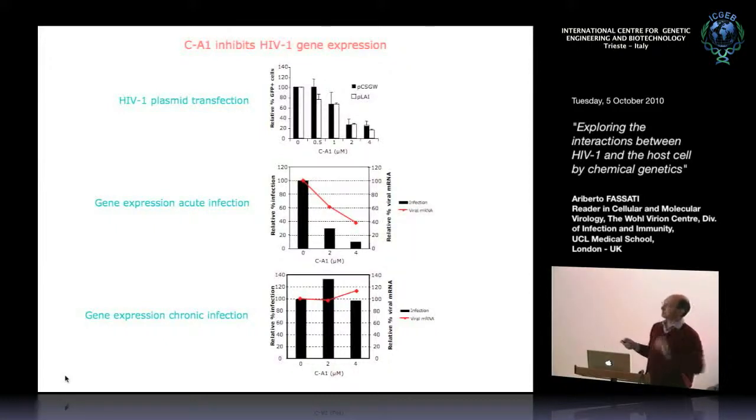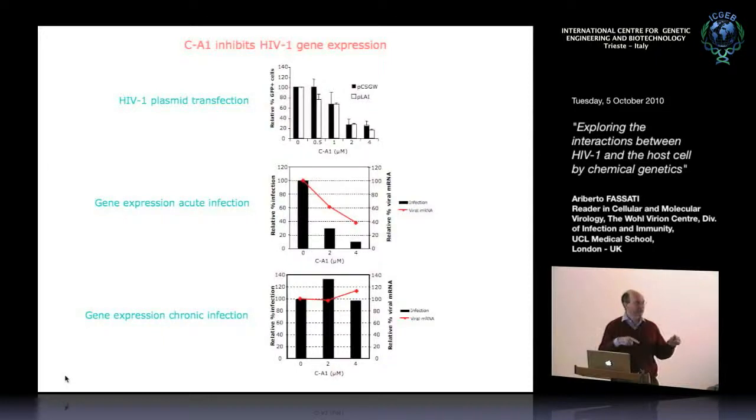And then we measured gene expression in acute infection. So you infect the cells with the virus. 24 hours later, you see how many cells are infected, and you see how much gene expression there is. And both were down. But the interesting thing is that if you have cells that are chronically infected, so you infect them first, you let them go for a couple of weeks, so they are infected, and then you put the drug on after that, we didn't see any effect. So there was something happening in a rather short window of time, say around 24 hours post-infection, and the drug was acting at that point, and it was reducing the gene expression of the virus.